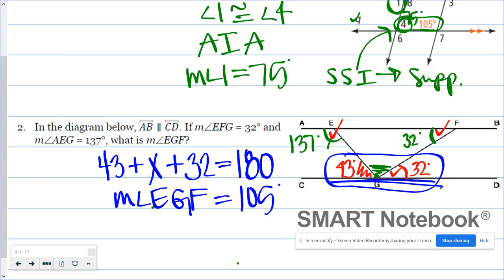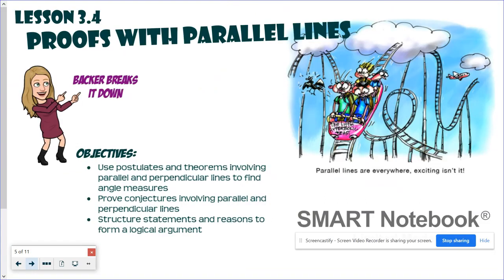Okay, so that's how we can use our postulates and theorems associated with parallel lines being cut by a transversal to find angle measures.